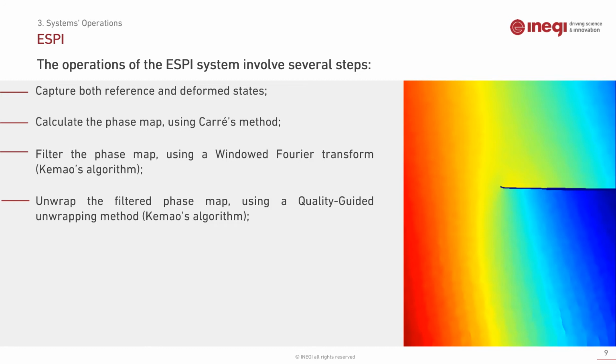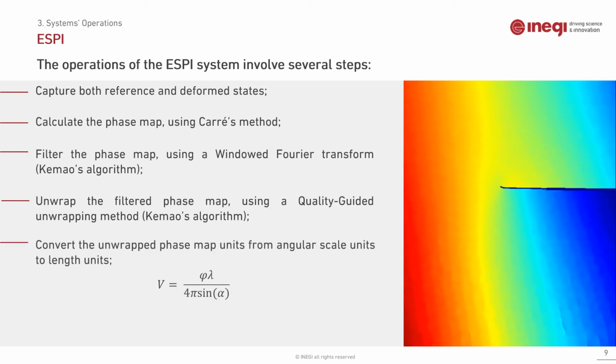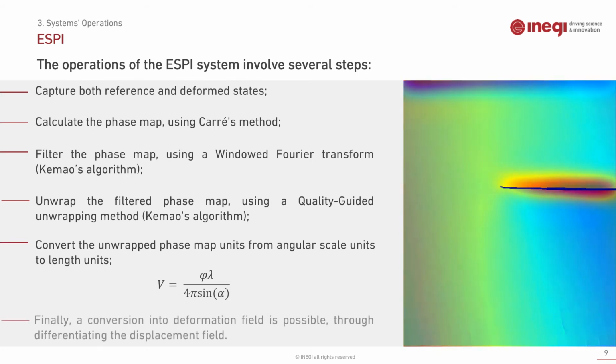As the unwrapped map is in radians, a conversion from angular scale units to length units is necessary and easily carried out using the shown equation, with phi being the unwrapped phase map, lambda being the laser's wavelength, and alpha being the angle of laser's incidence in degrees. Finally, it is also possible to obtain the deformation field by differentiating the displacement field, obtaining this way the strain values.